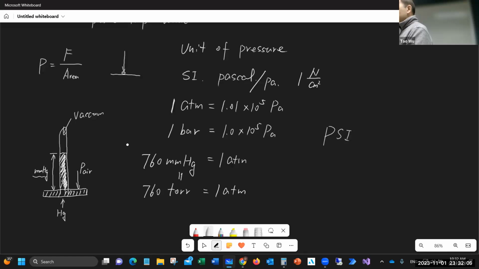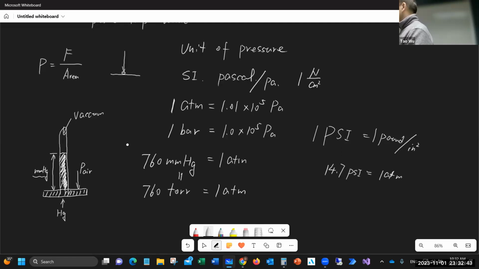Remember, pressure is force over area, so that's why this one is a pound. Pound is a force, right? Over a square inch. Pound over square inch, and this is a PSI. So 1 PSI is 1 pound per square inch. 14.7 PSI is equal to 1 atmosphere.